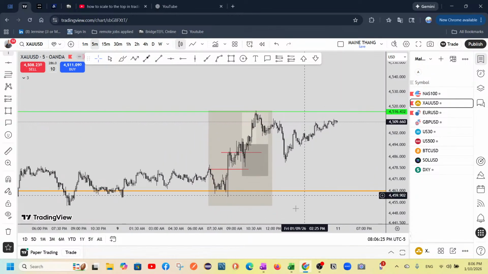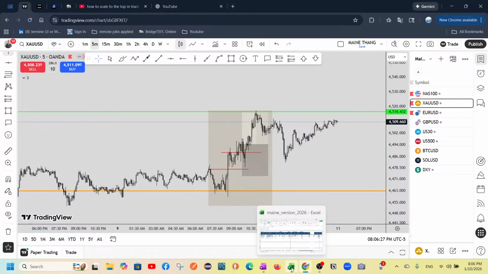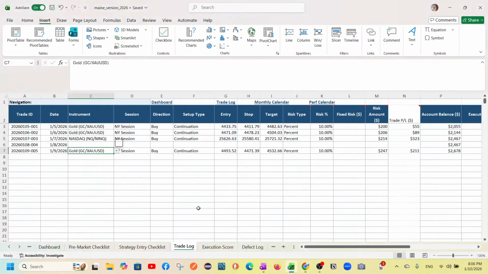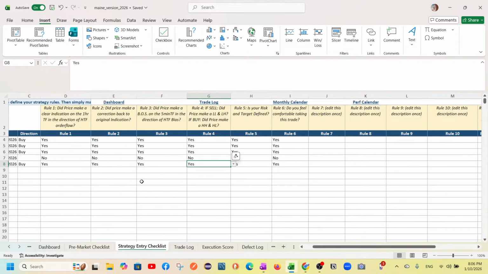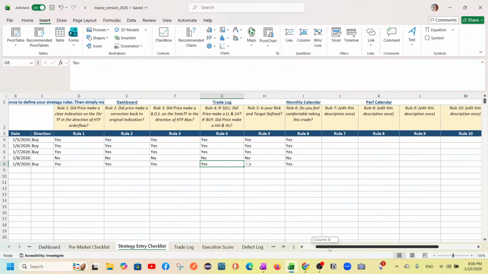But overall, good week. We followed our rules. Again, I have some basic rules for me to enter. These are my rules. And then after market rules, I have 2 other rules. Is my risk and target defined, which I always define before I even enter a trade. And do I feel comfortable taking that trade, right?